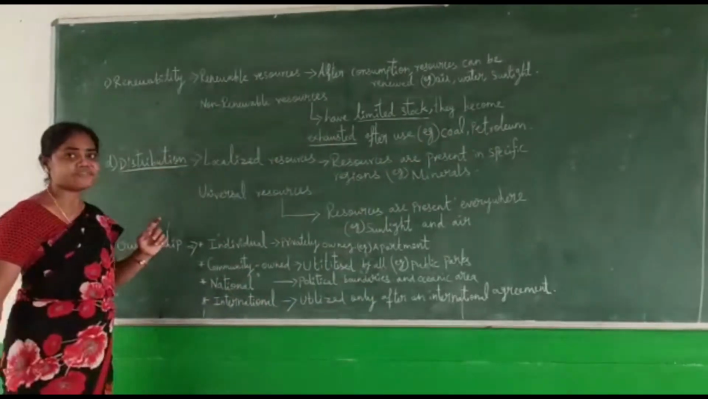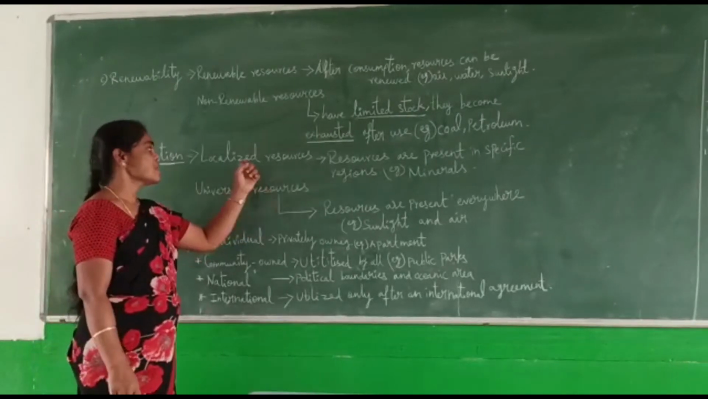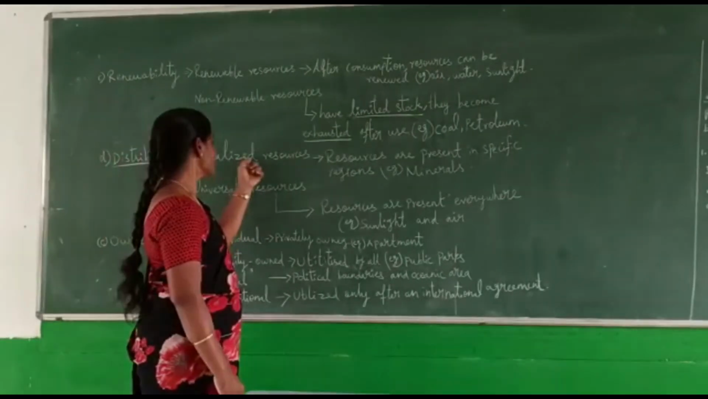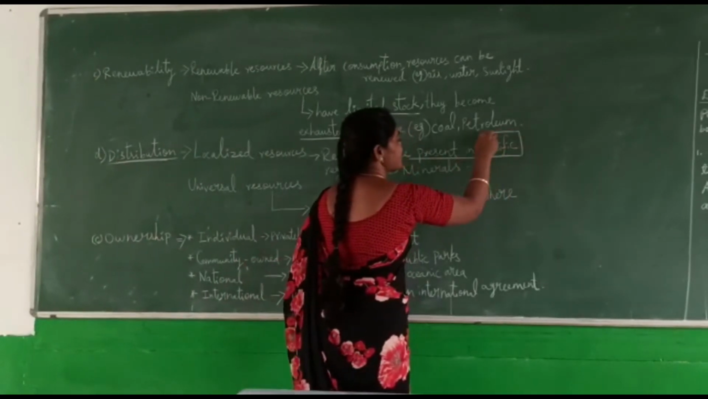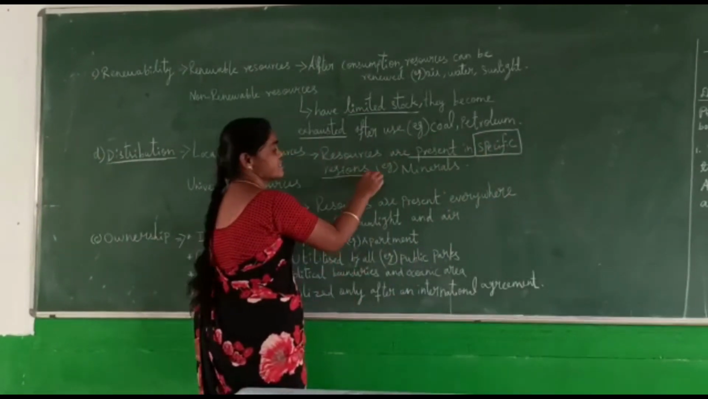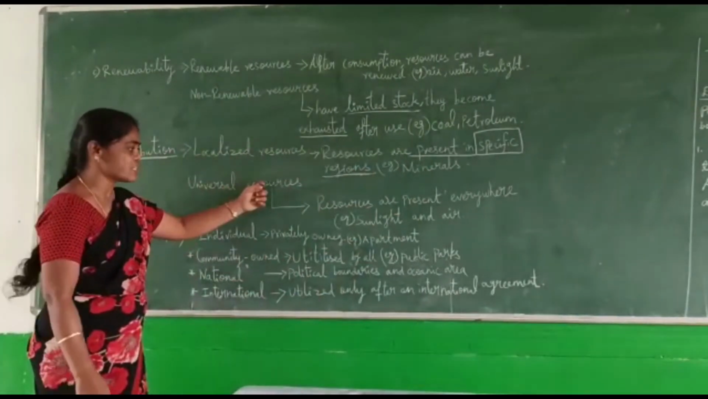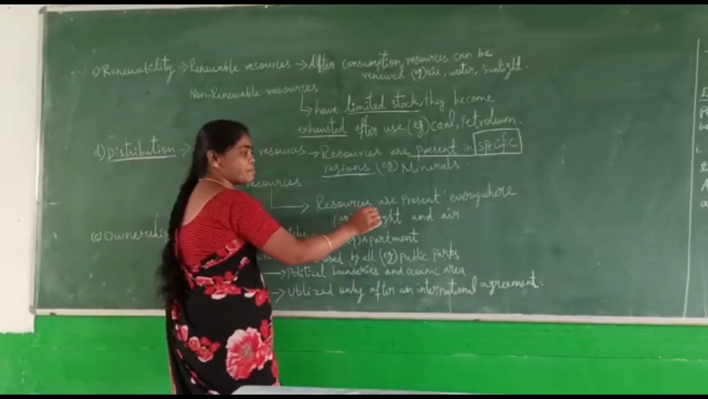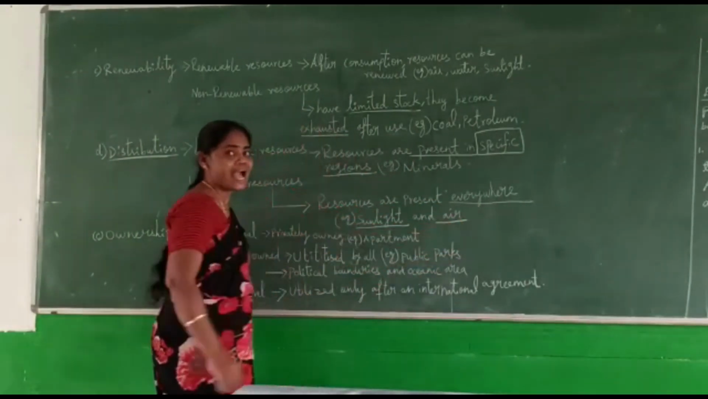Now we will see the distribution. It can be classified into localized resources and universal resources. Now we will see the first one. Localized resources are present in specific particular regions, example minerals. Now come to universal resources. These resources are present everywhere, example sunlight and air.